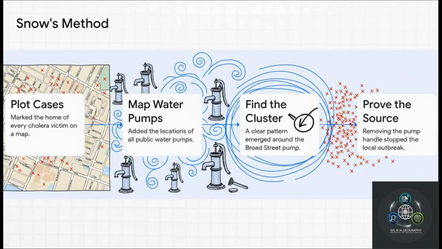So he did something that was, for the time, absolutely brilliant. He got a map of the neighborhood and he started adding his layers of data. The first layer, he put a little dot on the map for every single person who had died from cholera.